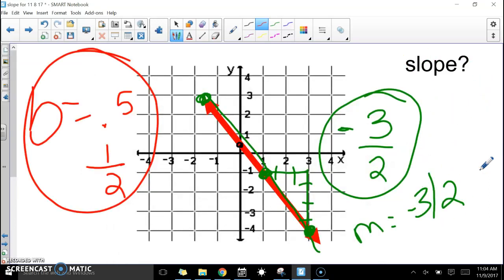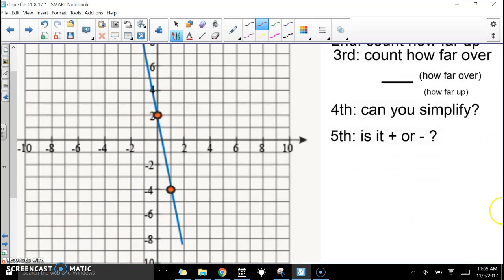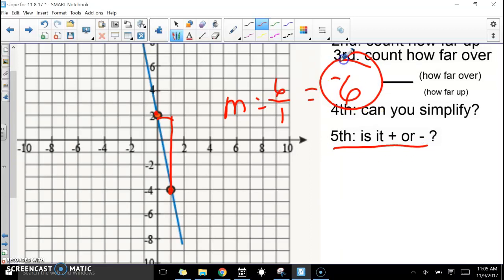All right, let's do one more. Let's look at this. All right, so this one already has the points on there. So I rise to find my slope. I rise 6, and I run 1. If you do alpha y equals enter, 6 over 1, we know that that reduces down to 6. Then you have to ask, is it positive or negative? In this case, it is negative. So m equals negative 6.